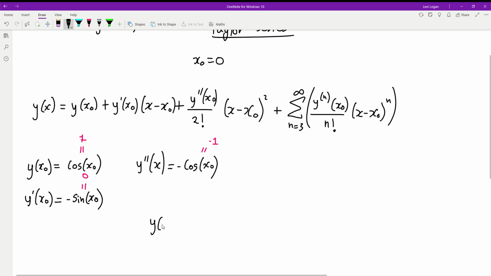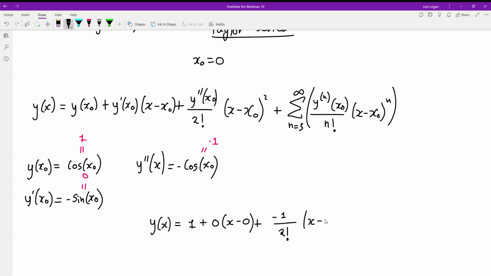So y of x is going to be y of x sub 0, which is 1, plus the first derivative, which is 0, multiplied by x minus 0, plus the second derivative, which is negative 1, over 2 factorial multiplied by x minus x sub 0 all squared. Oh, x sub 0 is 0, so that's just going to be x squared. So we can rewrite that as negative x squared over 2 factorial, plus all these terms here, which we will leave.